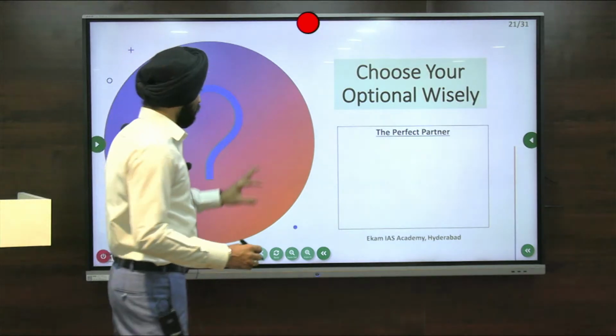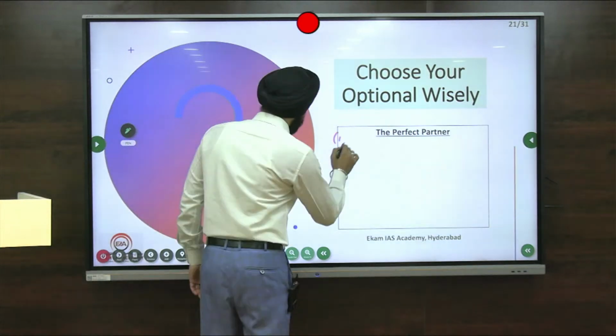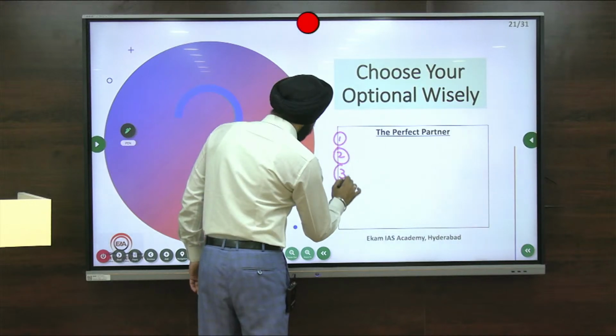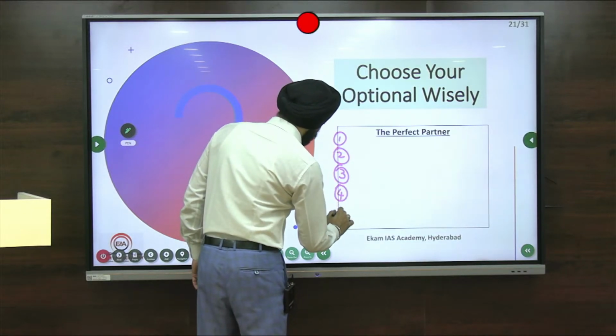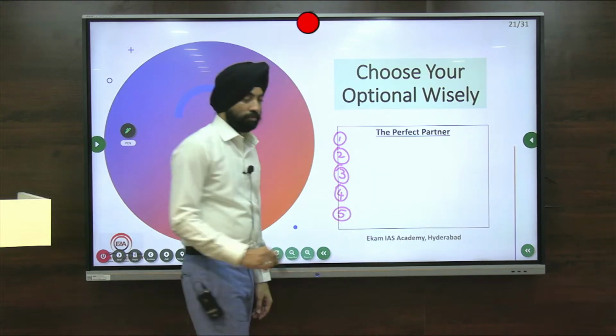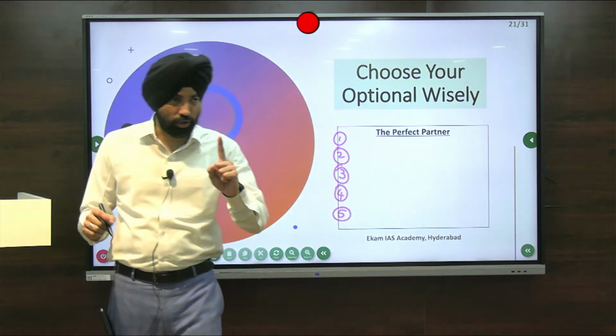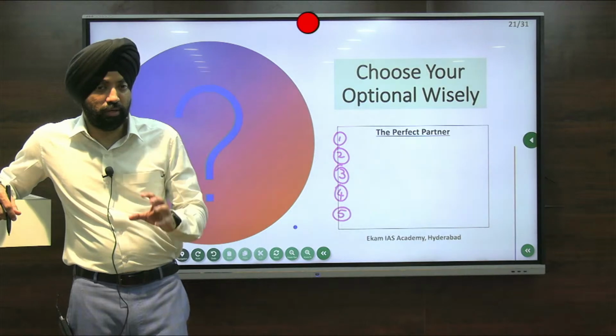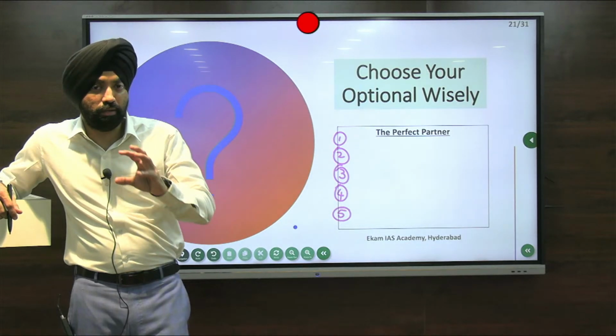So there are primarily 5 pillars. The only choice UPSC gives you in the entire UPSC is what you need to choose as your optional. As I told you, one paper you need to take as an optional. Whenever you are choosing an optional, you have to ask 5 questions to yourself.